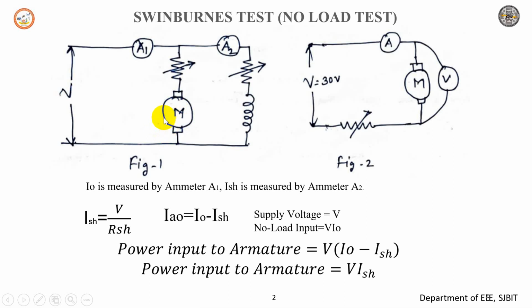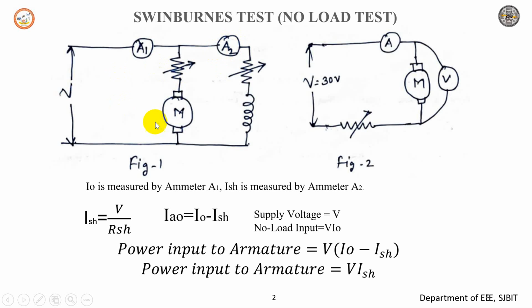Initially, the connections are made as shown in figure 1. The motor is made to run on no load at its rated speed by varying the armature resistance of the motor. Once we vary it and the rated speed is attained, say suppose 1500, then we make a note of the reading of the ammeter and the values of the voltmeter. The no load current I0 is measured by A1, and the shunt current A2 is also measured, that is ISH.